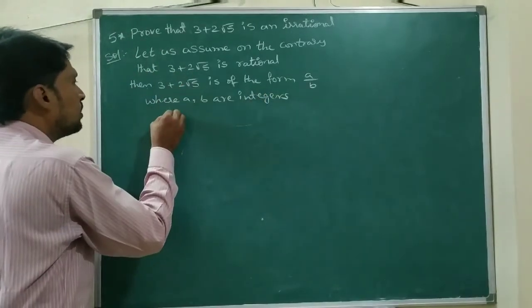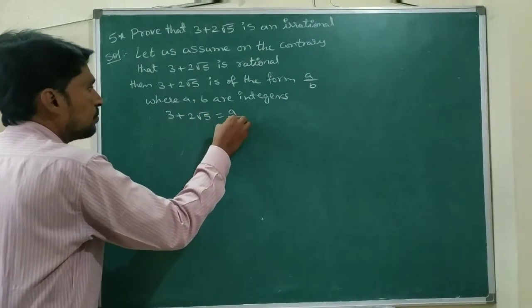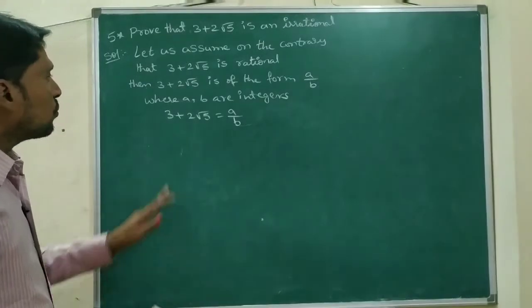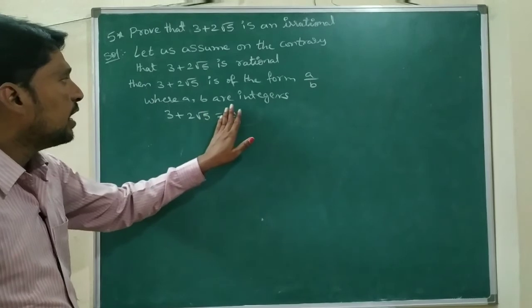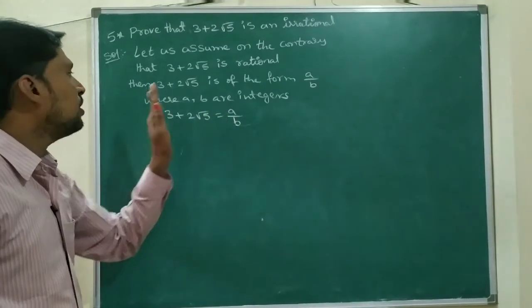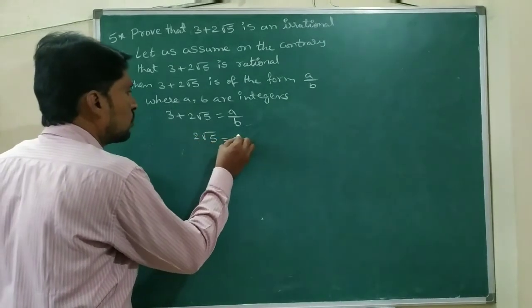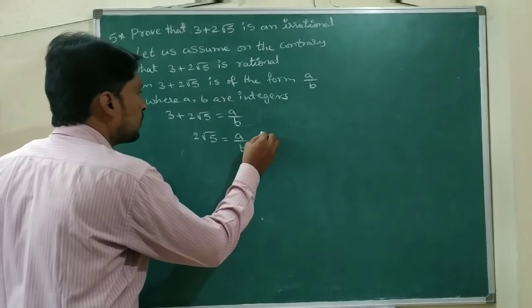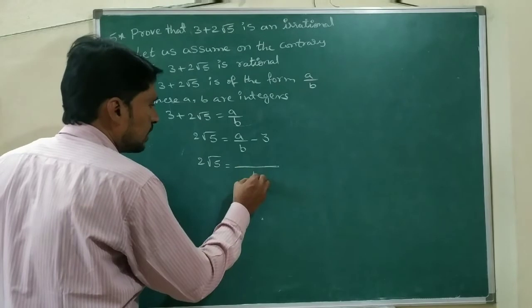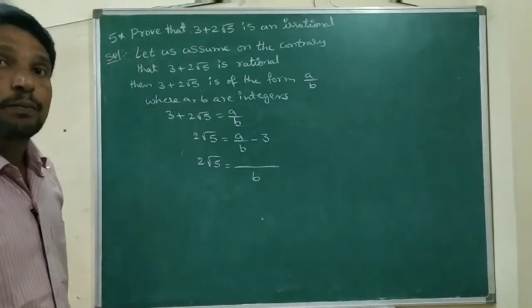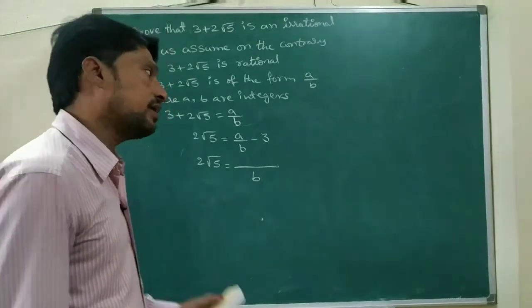Now we can take 3 plus 2 root 5 equal to a by b. A by b means it is the rational form. This 3 you can transpose to the right side. So 2 root 5 equals a by b minus 3. Here you can take the LCM. The LCM we are getting is b, since the denominator of 3 is 1.